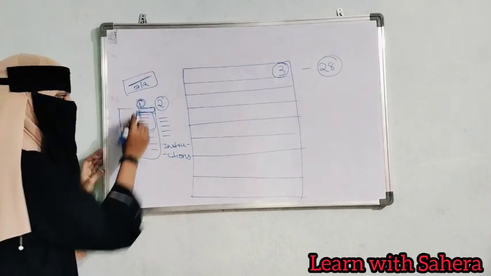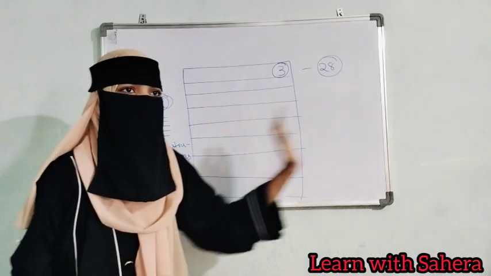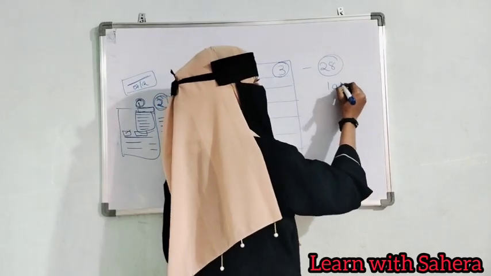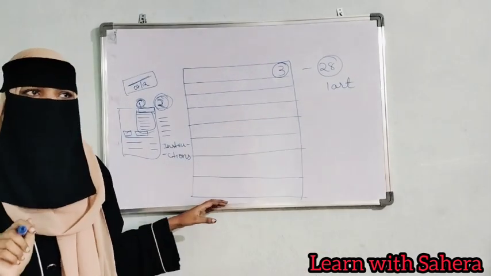Okay, the first page is this details page, the second page is your instructions, then from the third page your booklet will start and end at page 28. Page 28 will be your last page.